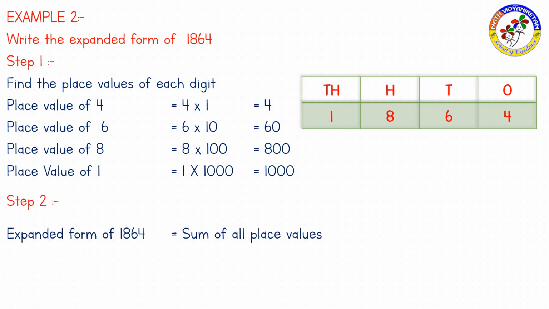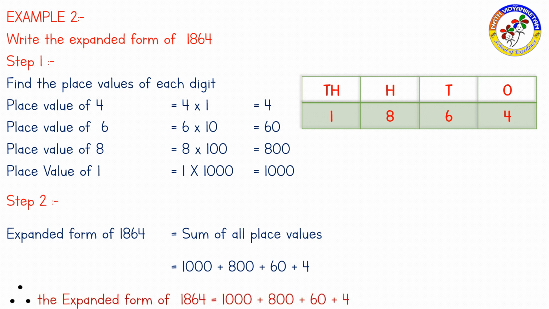So expanded form of 1864. Expanded form ante sum of all place values. Place values kanukunnam kada, వాటిని అన్నిటిని ప్లస్ చేయాలి. Sum of all place values. 1000 plus 800 plus 60 plus 4. Therefore, the expanded form of 1864 is 1000 plus 800 plus 60 plus 4.